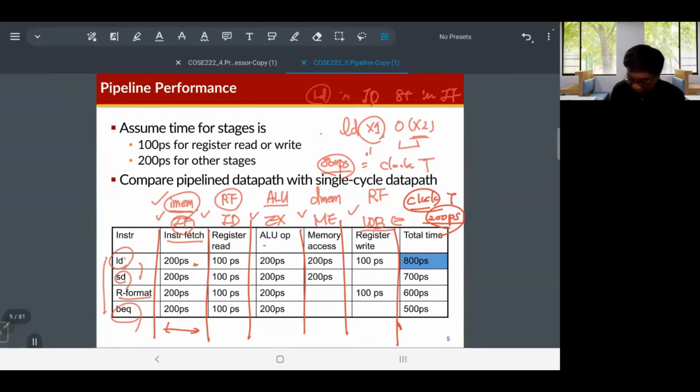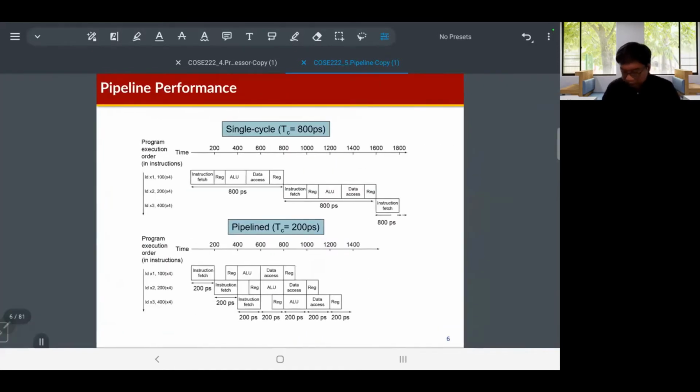So we can just compare the delay of each step. Okay. So this is the timing diagram of the single cycle processor and then the pipeline architecture processor. And then, as I mentioned, for the single cycle processor, the longest delay is 800 picosecond for a single instruction, like the load instruction. So which means that the clock period T becomes 800 picosecond.